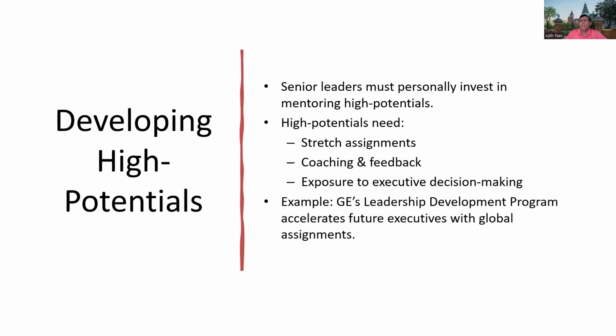But here is the challenge. If you don't intentionally develop hippos, you risk losing them, either to disengagement or to another organization that would invest more in their growth. Let's take GE's leadership development program, which is known worldwide. For decades, it has been one of the most recognized models in the globe. High potentials are placed in planned stretch assignments. They are rotated across the functions, rotated across the geographies, and given direct exposure to the senior executives.